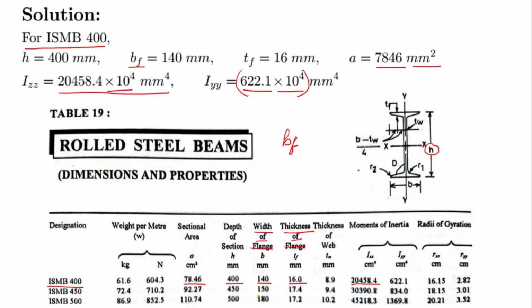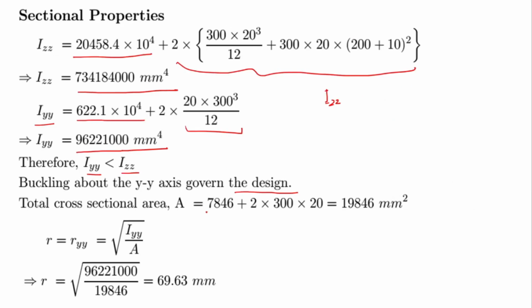So cross sectional area for the I section is 7846. Then at both top and bottom I have used the plates having dimension 300 mm into 20 mm. So I have multiplied this by 2 to get the cross sectional area for both top and bottom plates, and finally the total cross sectional area will be 19846.